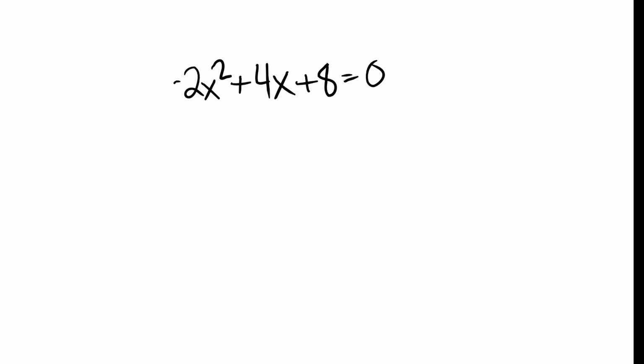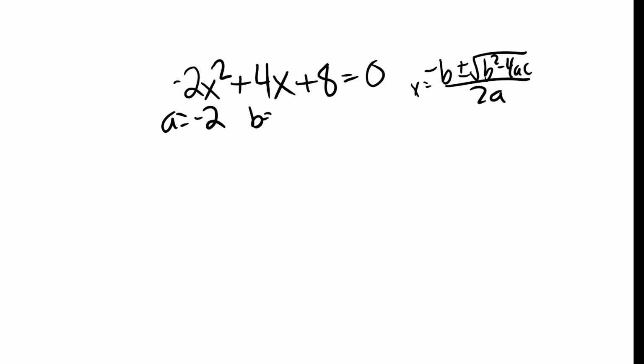So notice how it equals 0 from the start, so I know I can use the quadratic formula. I'm going to write the quadratic formula again. X is equal to negative b plus or minus the square root of b squared minus 4ac all over 2a. All right, then we just plug stuff into this. Wait, I should write what everything is. A equals negative 2, b equals 4, c equals 8.